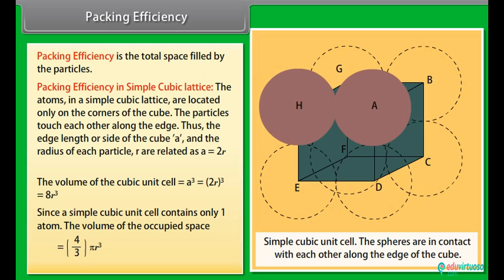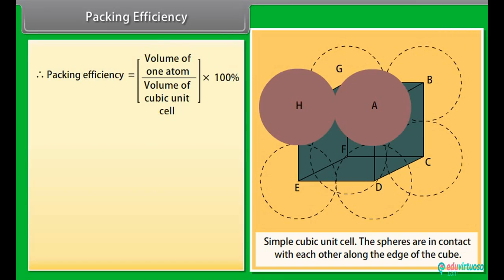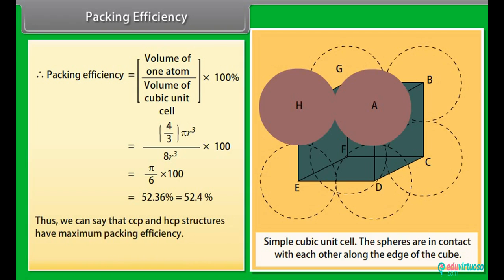to 4/3 pi r cube. Therefore, packing efficiency is equal to volume of 1 atom upon volume of cubic unit cell into 100, which is equal to 4/3 pi r cube upon 8r cube into 100, which is equal to pi/6 into 100, which equals 52.36%, which is equal to 52.4%. Thus, we can say that CCP and HCP structures have maximum packing efficiency.